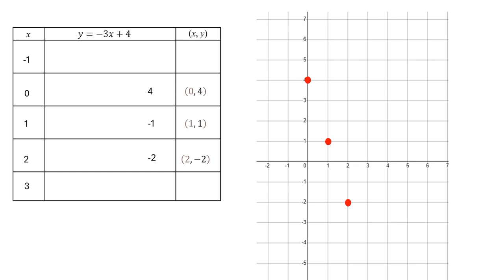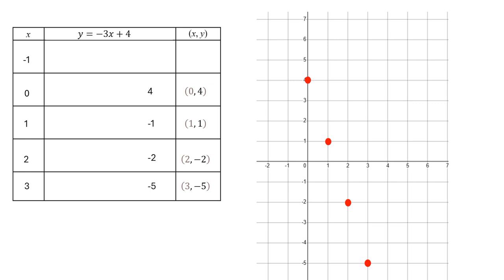We'll use the value 3. Substitute x for 3. Gives us an answer of -5. We have the coordinate pair of 3, -5. We'll plot that onto our graph.